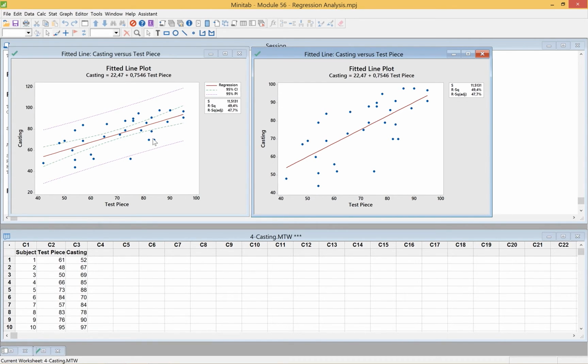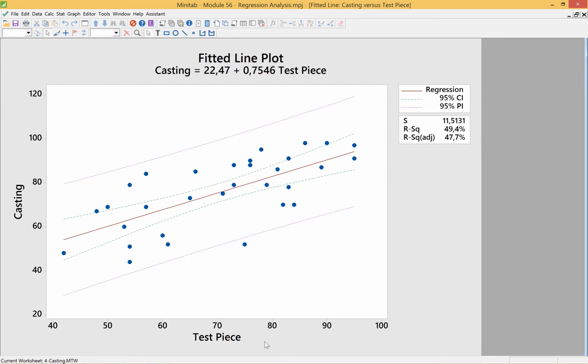Okay? Now the other lines we see, these are the prediction intervals. That's these lines out far. And so those dashed red lines are saying, let me blow this up so you can see it a little bit better, those dashed lines are saying if I was to get another test piece at 80, the casting would be somewhere between, and that looks like about 58 and about 103. Okay, so it says that's the expectation. If I have a casting at 60, I can see that it could be almost anywhere. That's why this R squared adjusted is 47, because it's a 50-50 shot where you put that.